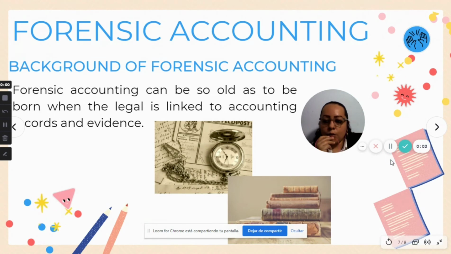The next topic we are going to deal with is the background of forensic accounting. Forensic accounting can be so old that it was born when legal matters were linked to accounting records and evidence. The Code of Hammurabi of Babylon, the first legal document known to men, in some of its fragments hints at the basic concept of forensic accounting: proving a fraud or a lie with accounting documentation.